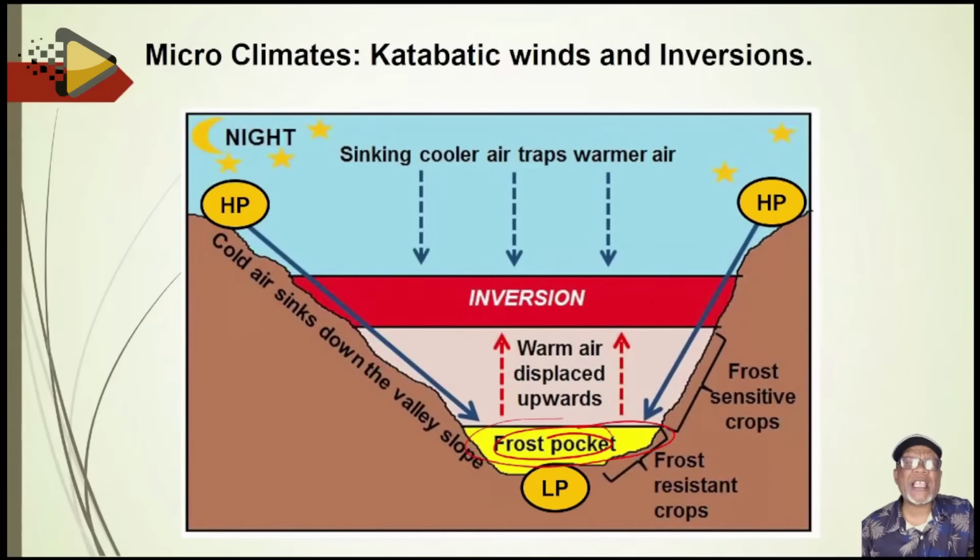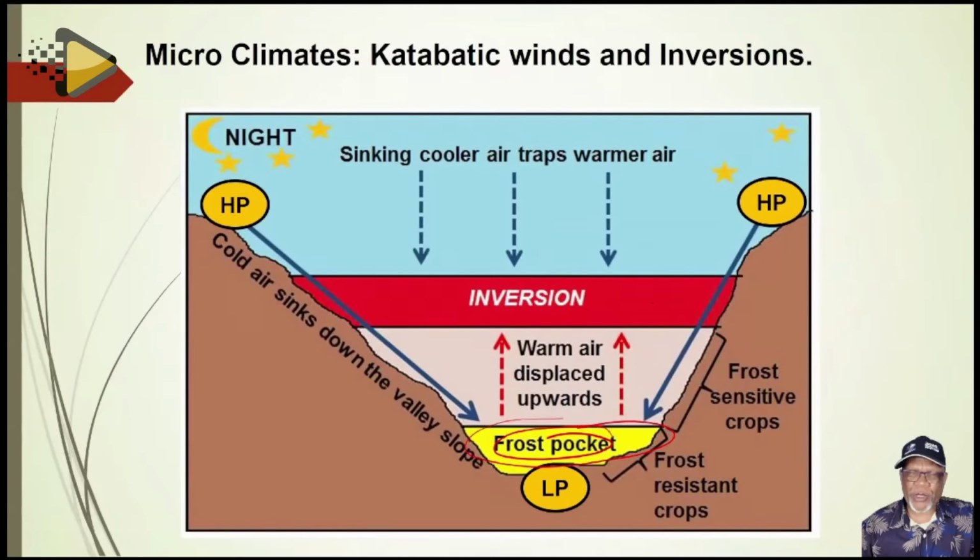And then what is the implication? It means now you cannot grow the crops that will be killed by frost there. You cannot grow the frost sensitive crops at the bottom of the valley because they will be killed. Where are you going to grow them? You grow them just a little bit above the frost pocket. And then what are you going to grow here in the frost pocket? You are going to grow the crops that can resist the frost.